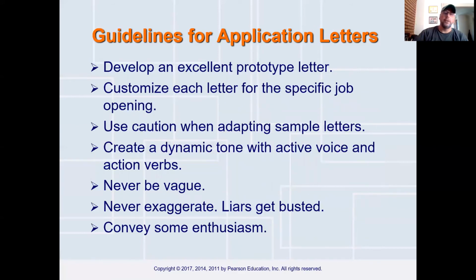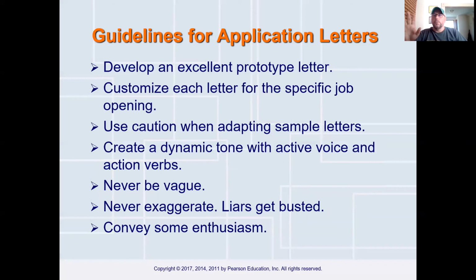Guidelines for application letters are as follows. Make sure that you develop an excellent prototype letter. You want one that's going to be a cookie cutter that you might be able to go in and just change a couple of words here and there. Okay. Customize each letter for a specific job and be thorough. Let me tell you, it can be ugly sending a letter in to a company with another company's information on it. Okay.